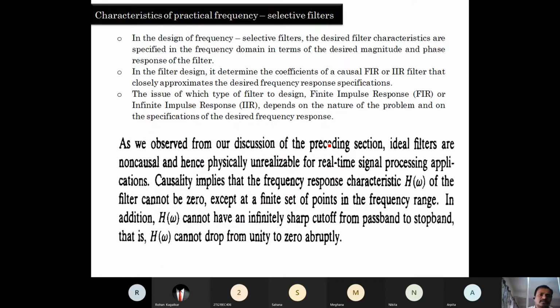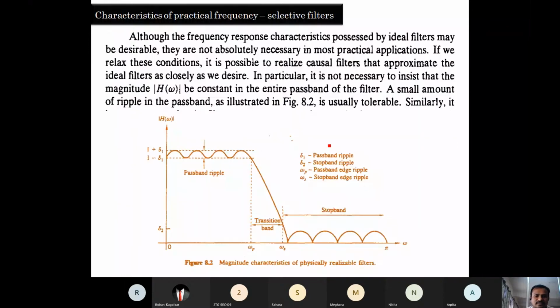So we begin with the characteristics of practical frequency selective filters. Here we are concentrating on how the filter performance is, meaning the characteristics of that particular filter based on frequency selection. And we have discussion on the particular concept. We are going to talk about the magnitude characteristics. So what are the phenomena involved in these filters? It may be in any state. So what are the state behaviors of that particular filter?